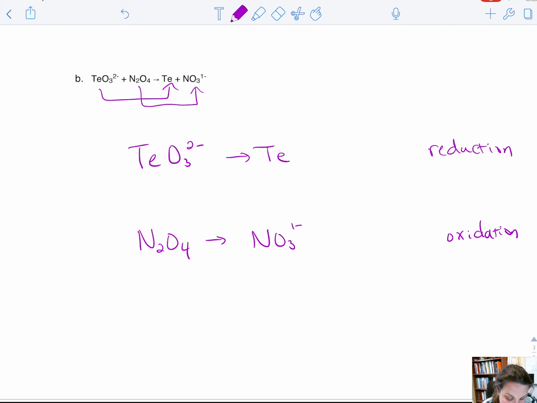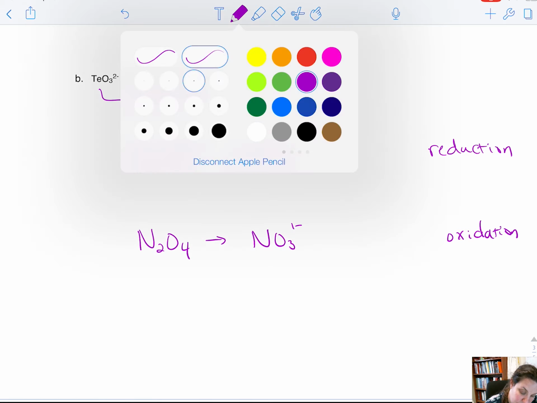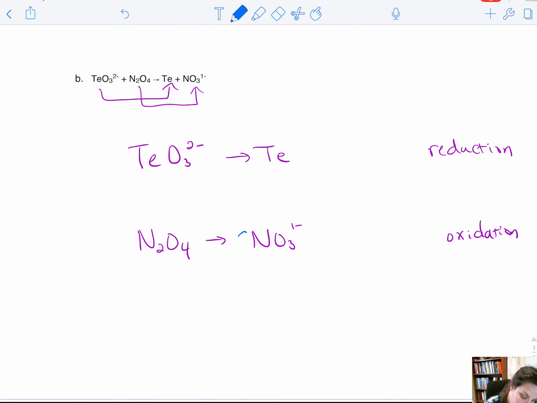So on the top one, our telluriums are balanced, so we're going to move on to the bottom one. The bottom one, our nitrogens are not. I'm actually going to start using a different color. So I'm going to put 2 here. That'll balance out my nitrogens. Next, I'm going to balance out my oxygens. On the top equation, I have 3 oxygens on the left, 0 oxygens on the right, so I need to add 3 waters. In the bottom one, I have 4 oxygens on the left, 6 oxygens on the right, so I need to add 2 waters.